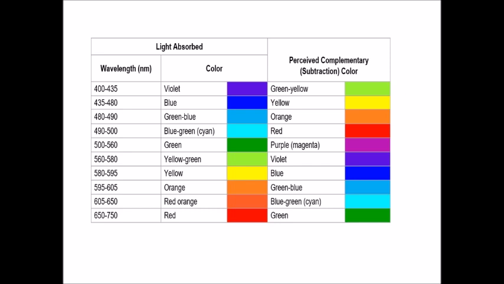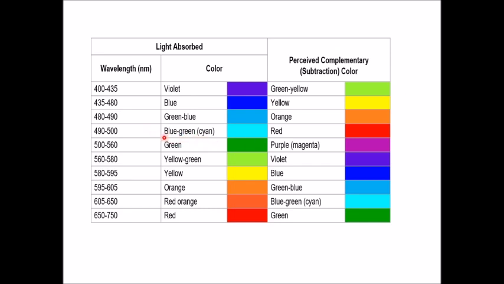Now here you can see that once the light which is absorbed is of a particular wavelength, then the color that you will see will be a different one. So if violet is absorbed, you will see a green yellow color. Violet light is in the range of 400 to 435 nanometers. Similarly, if blue is absorbed, you see the yellow color of the complex. When you see an orange color complex, you will be sure that it is green blue color in the range of 480 to 490 nanometers, which is absorbed.